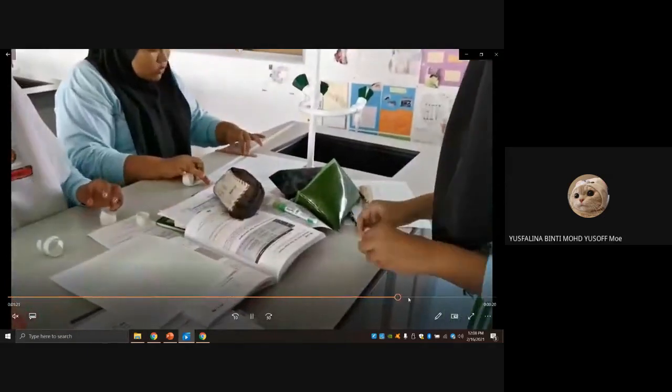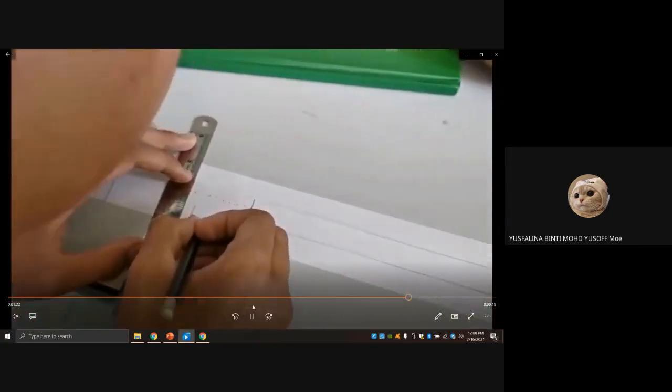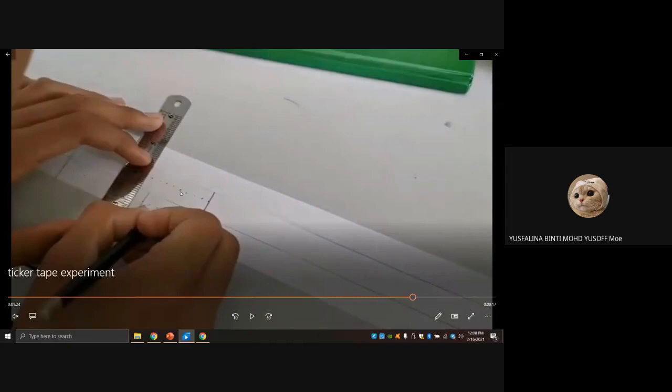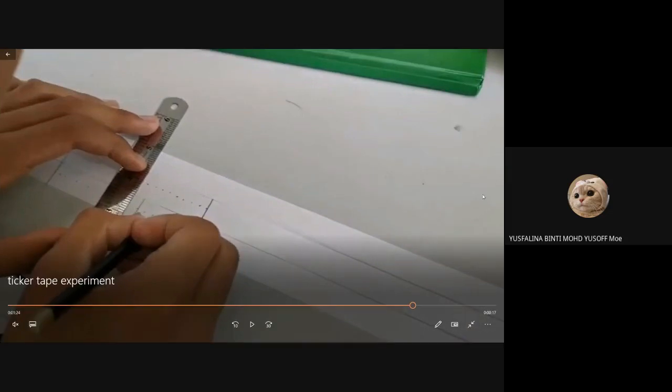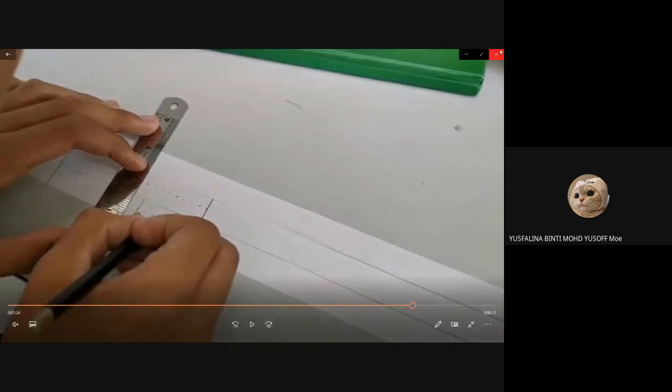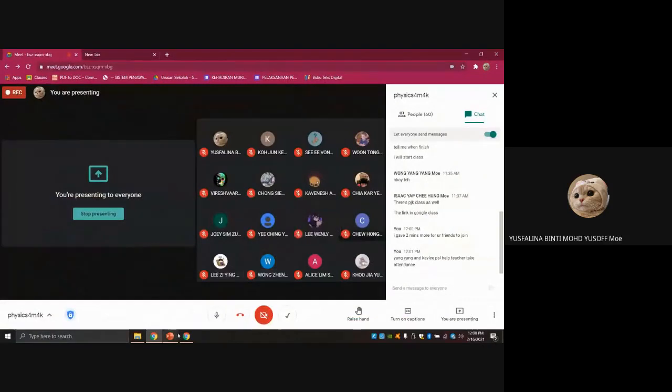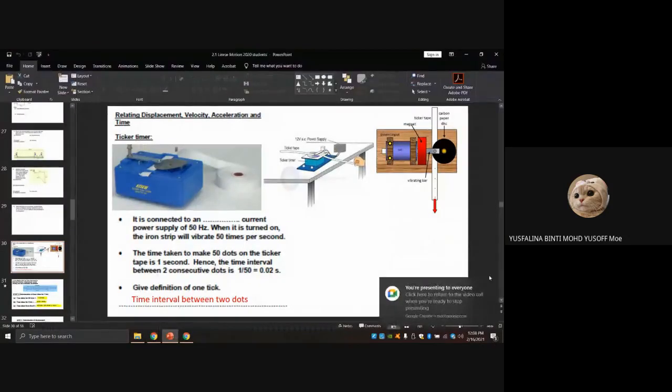And then you have to paste it, and you can see there is a dot here. This will form after you let go of the trolley. We do this experiment in the lab when the school opens. I just want you to see what the ticker tape actually is. So that is a ticker tape. We move on to the next part.